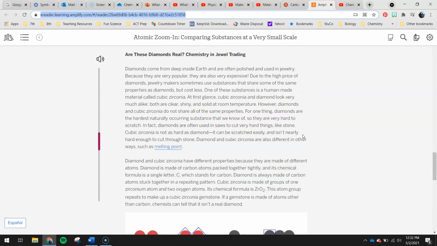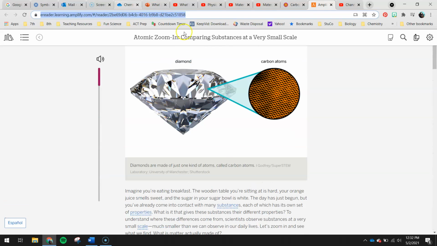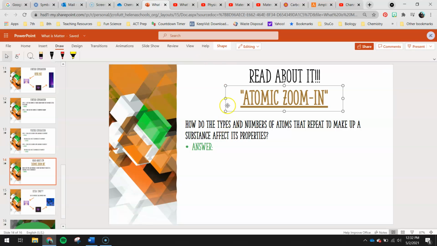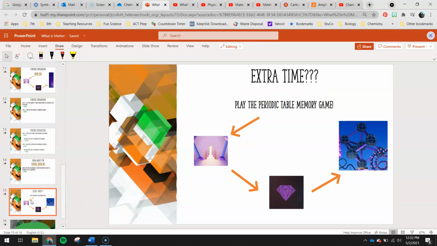Read a little bit about diamonds, and then go ahead and answer this question here. How do the types and numbers of atoms that repeat to make up a substance affect its properties? So answer that question.